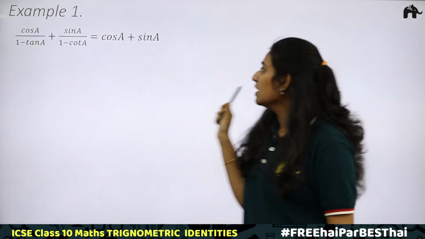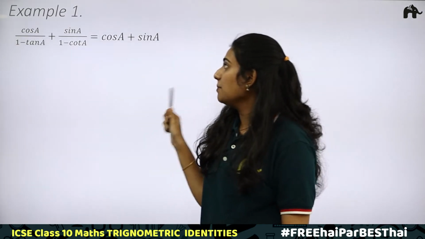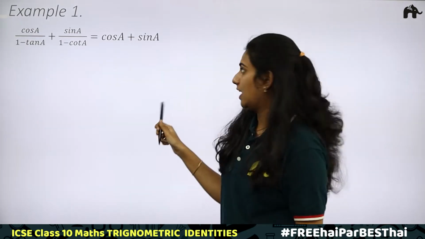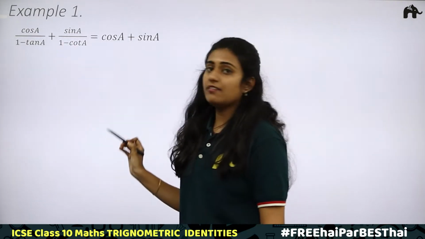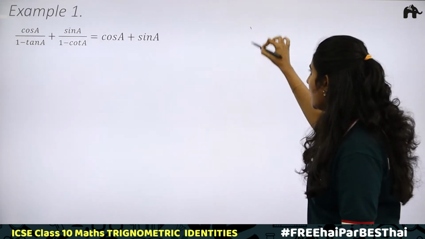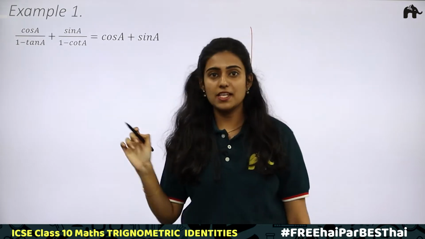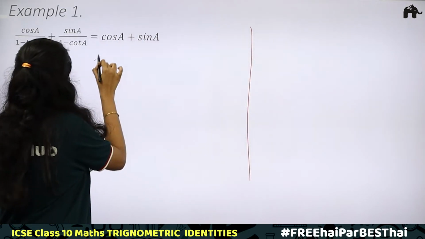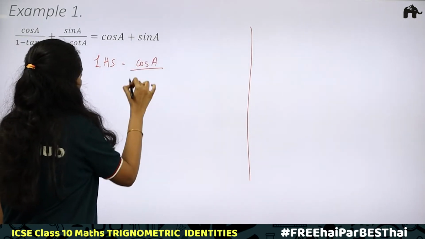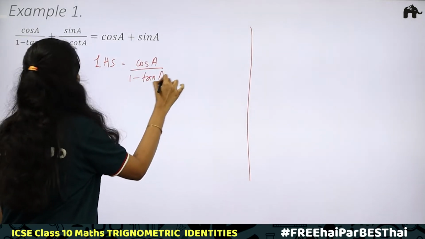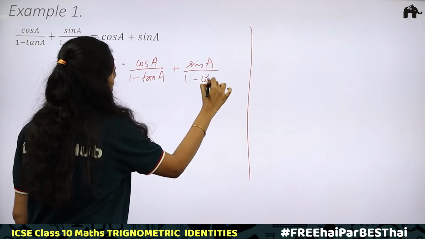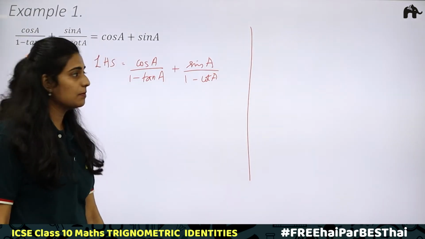First example. Cos A divided by 1 minus tan A plus sin A divided by 1 minus cot A is equal to cos A plus sin A. Here LHS we have cos A divided by 1 minus tan A plus sin A divided by 1 minus cot A. And RHS is cos A plus sin A. Let's start with the LHS. LHS is equal to cos A divided by 1 minus tan A plus sin A divided by 1 minus cot A. We have solved similar examples in our previous session.